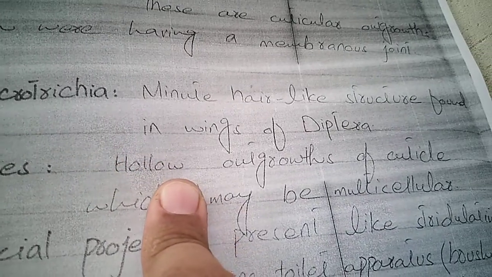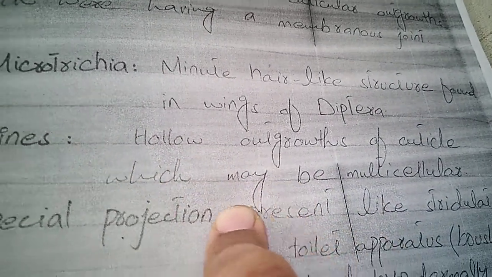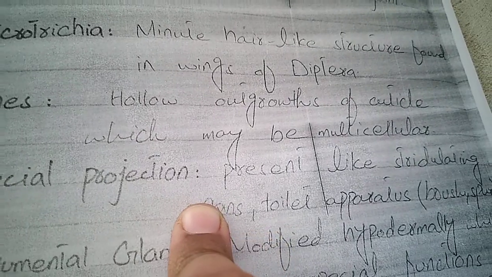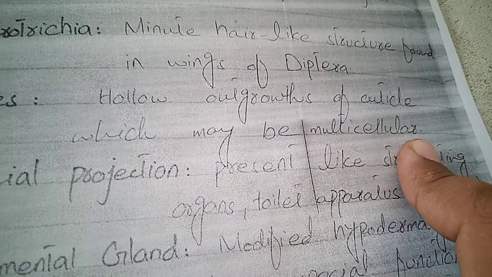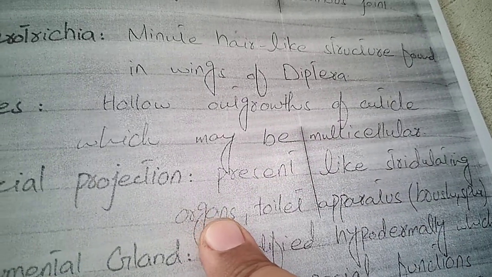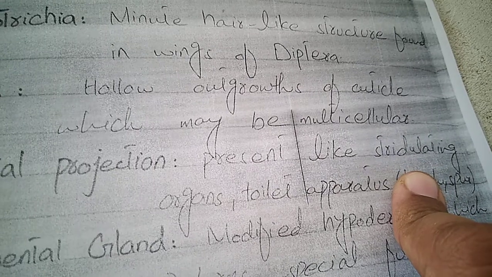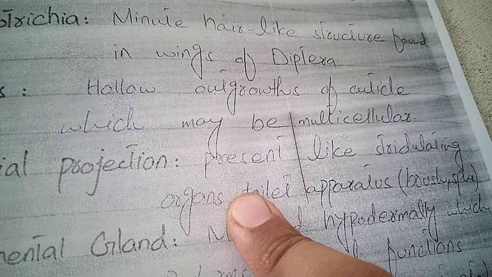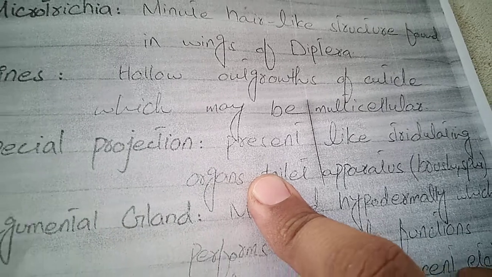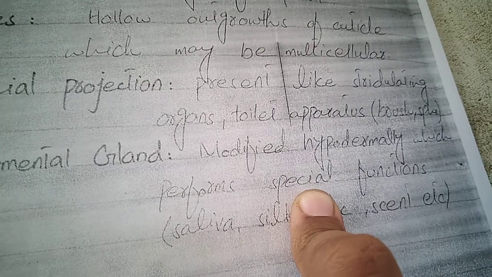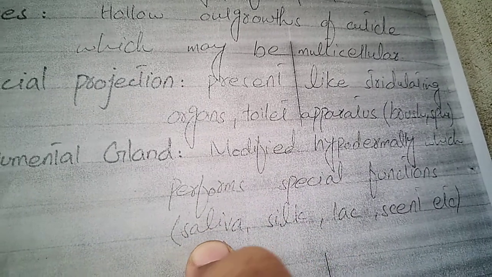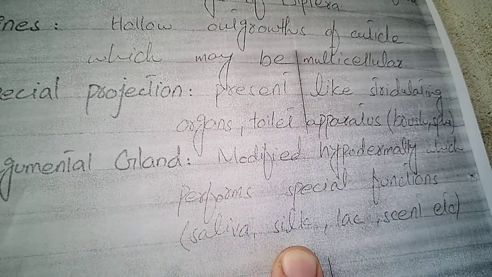Spines are hollow outgrowths of the cuticle which may be multicellular. Special projections are present, like stridulating organs and stylet apparatus. Stridulating organs are involved in the production of specific sounds which are used to attract the mate. Integumental glands are modified hypodermally and perform special functions. Salivary glands, silk glands, and scent glands are included in the integumentary glands.